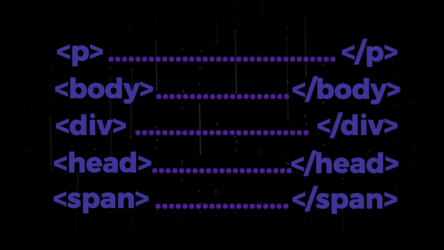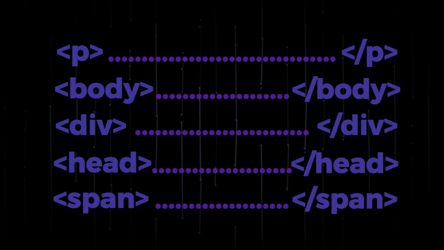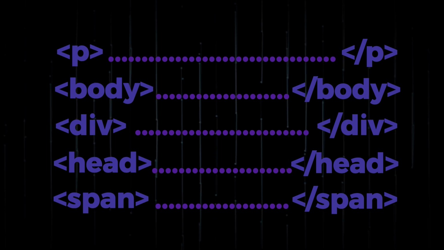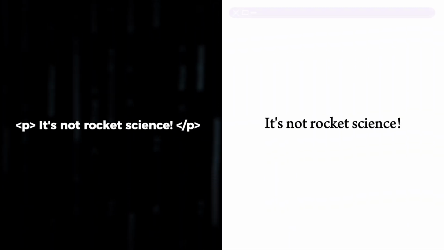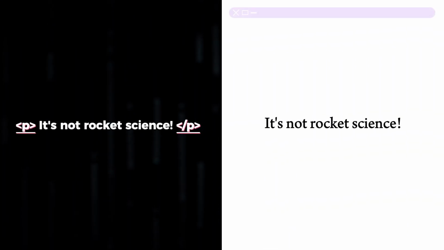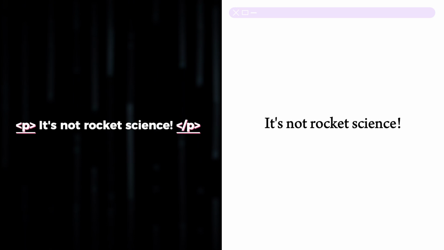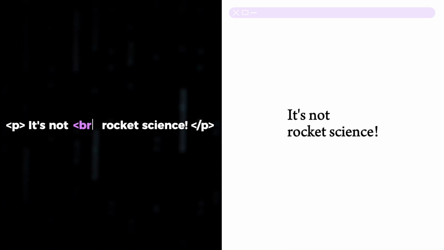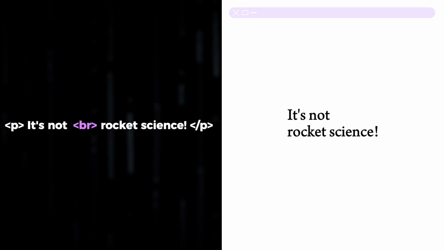There are opening and closing tags. Everything in HTML has to be written between an opening and closing tag. Here's a text in HTML. To make the browser show it as text, it has to be between a P opening and closing tag. There are a few tags that don't have a closing tag. For example, if you wanted to insert a line break right here, we would use a single BR tag.